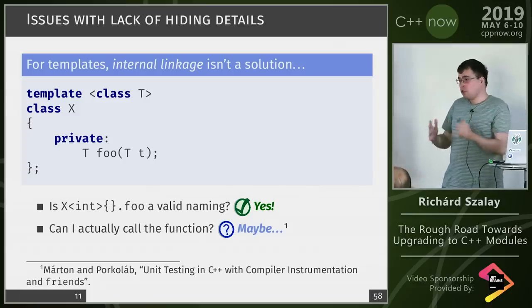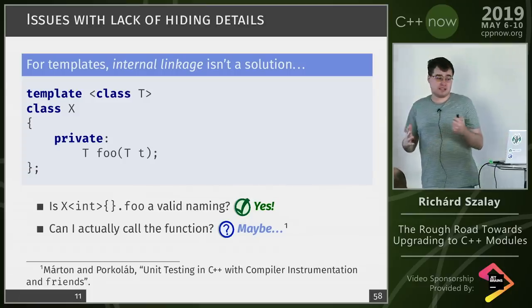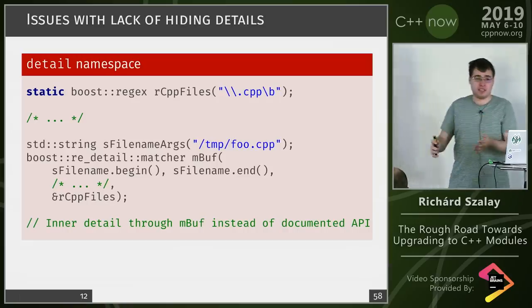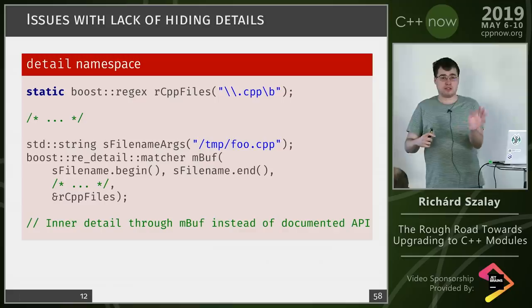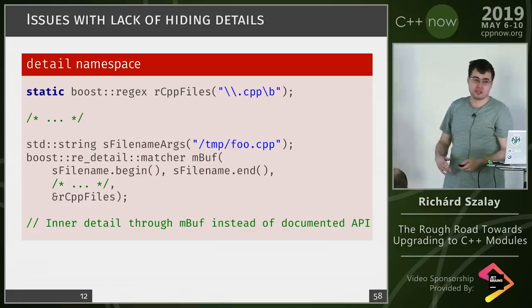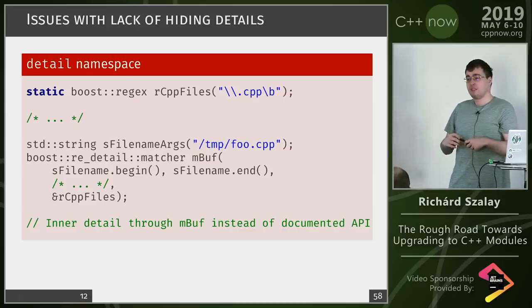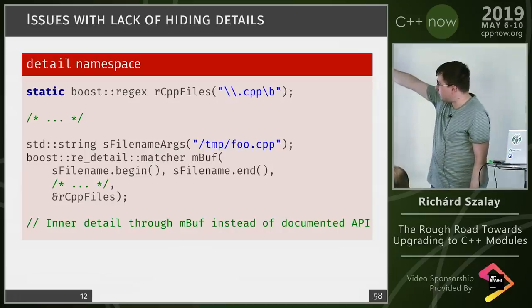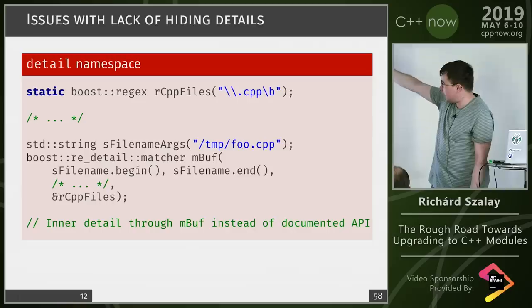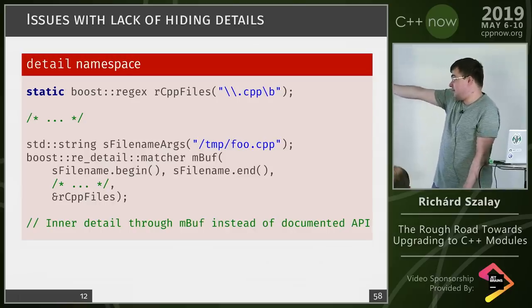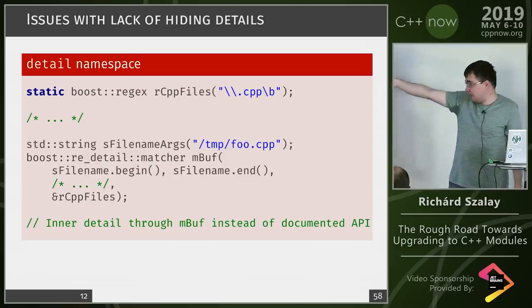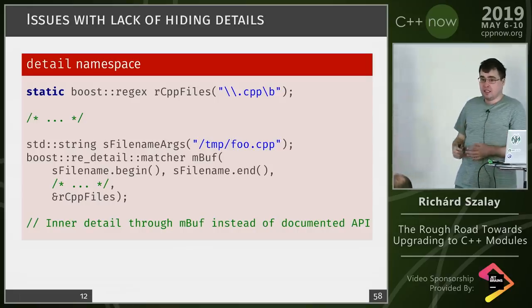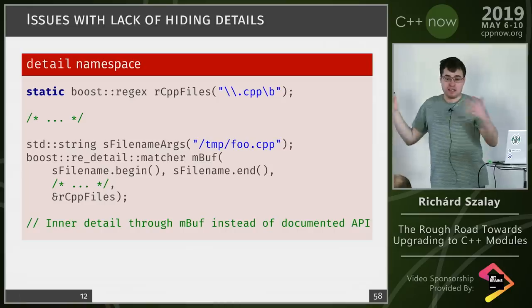Rules of thumb have a problem that there is no enforcement on them. So here's an idea. People came up with stuff like the detail namespace. Of course, the standard says you shouldn't use names with whatever number of underscores, but there is nothing preventing you from using them. Here's an example. Someone uses their favorite library to check in some arguments whether or not there are CPP files in it. And because in the documentation, in my IDE, I saw that there's that type which will give me a result, I can just do this. And it will compile, it will work.